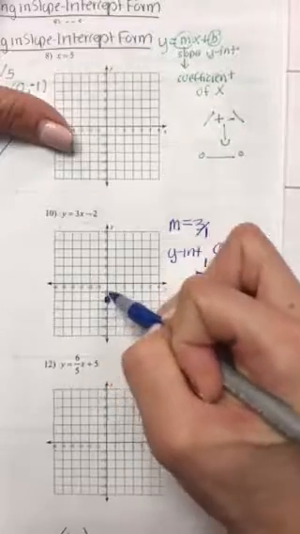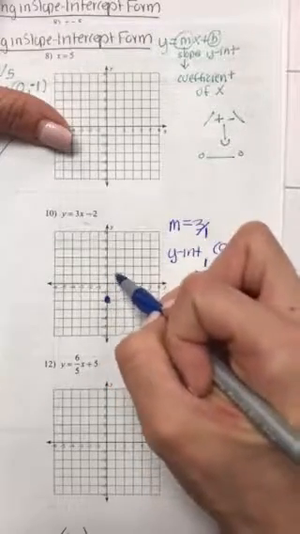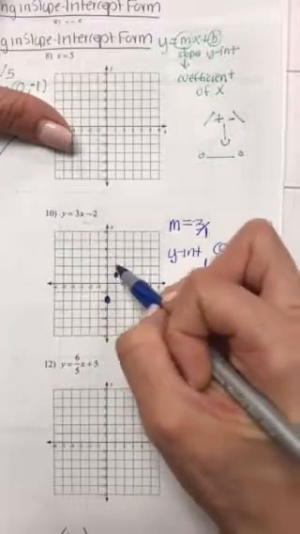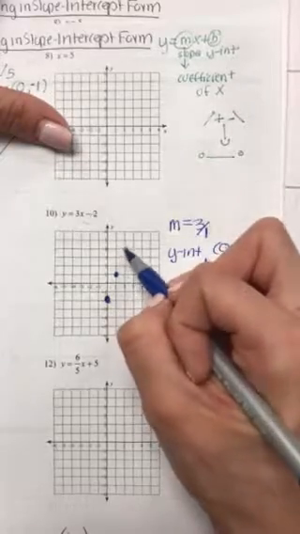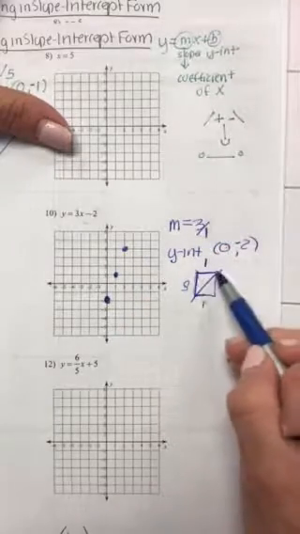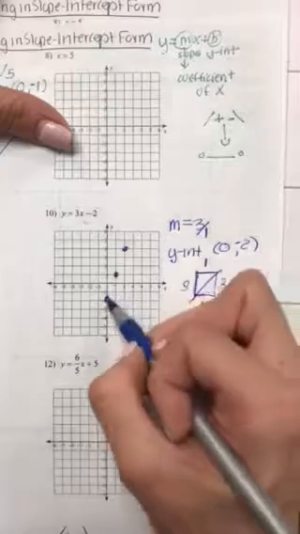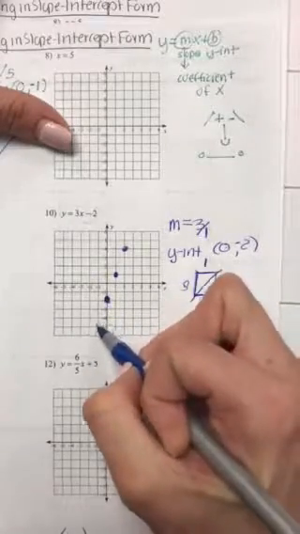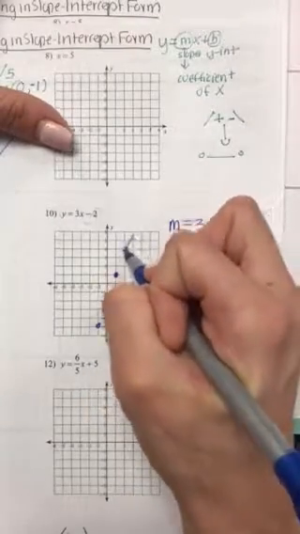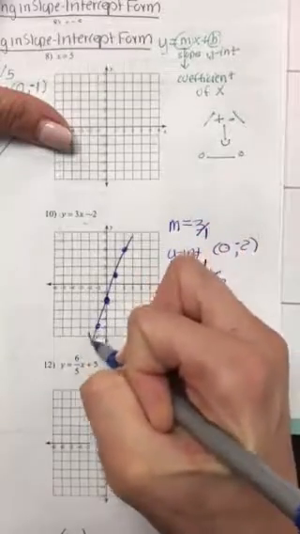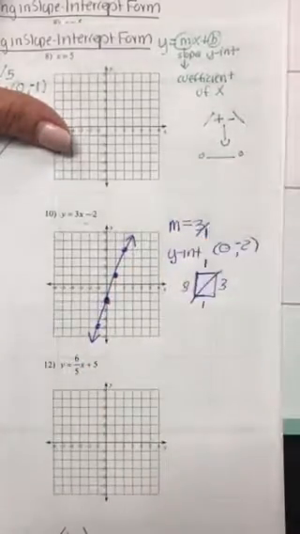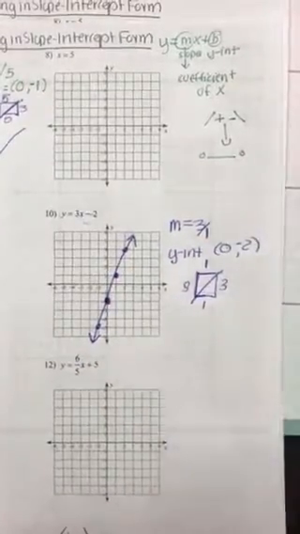So I start at my point and I go 1, 2, 3, 1. And I can keep going, 1, 2, 3, 1. I could also go backwards, go down 3 and to the left 1. 1, 2, 3, 1. Okay, drawing my point and my line, put arrows on the end. Okay, so now I have graphed this.